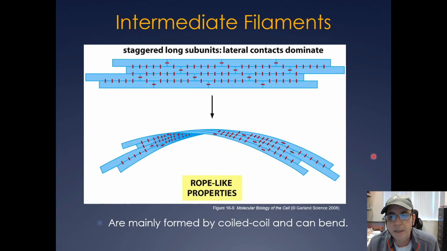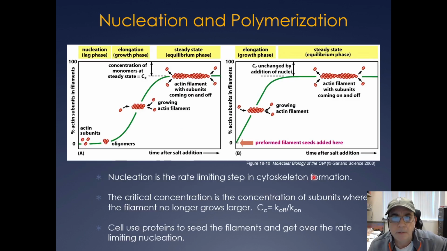When it comes to intermediate filaments, these actually have more rope-like properties. They're staggered, and they have lateral crosslinks that help to connect them, and they're much more mushy and can twist much better than either actin or microtubules can. So the intermediate filaments are much more malleable and can bend.